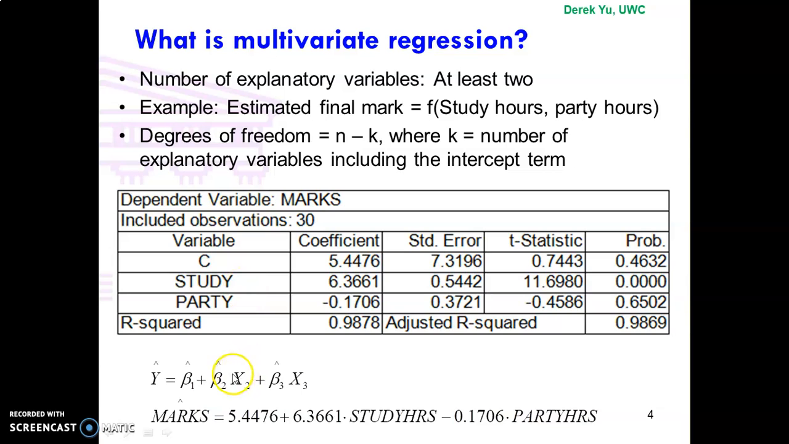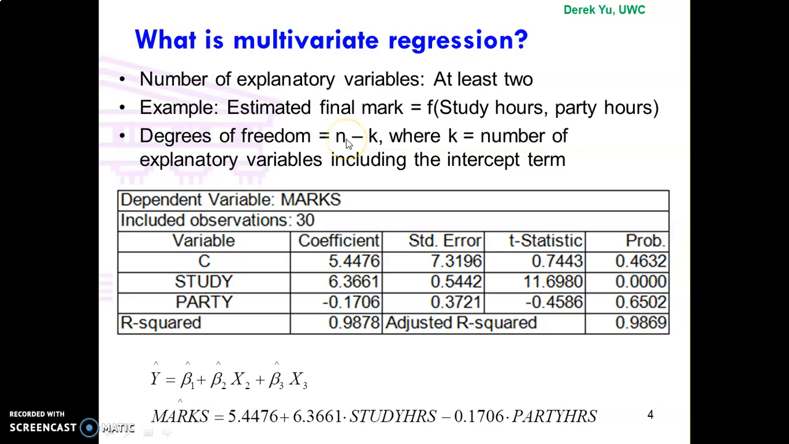So in other words, in the multivariate regression, you have two slope parameters, B2 hat in connection with the study hours x2 variable, and B3 hat, minus 0.1706, in connection with the party hours x3 explanatory variable. And then R square, adjusted R square, you are going to learn later. And then these are the standard errors of each parameter. So this is the standard error of B1 hat, standard error of B2 hat, standard error of B3 hat.